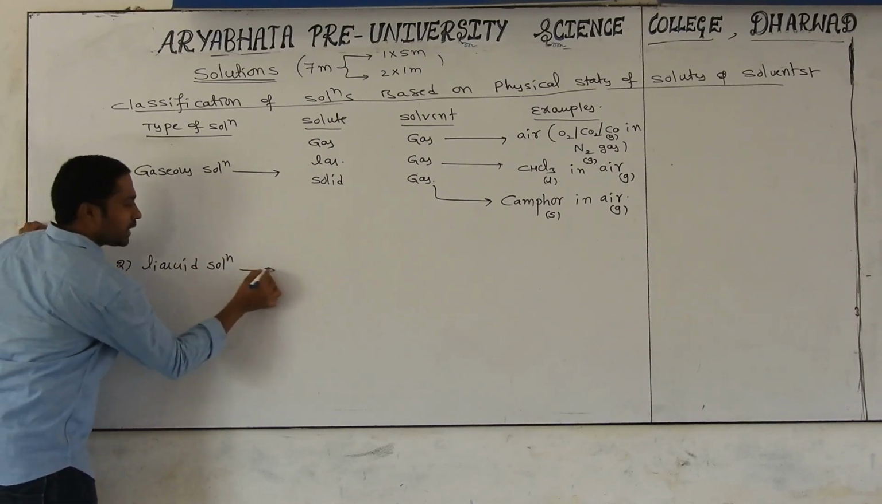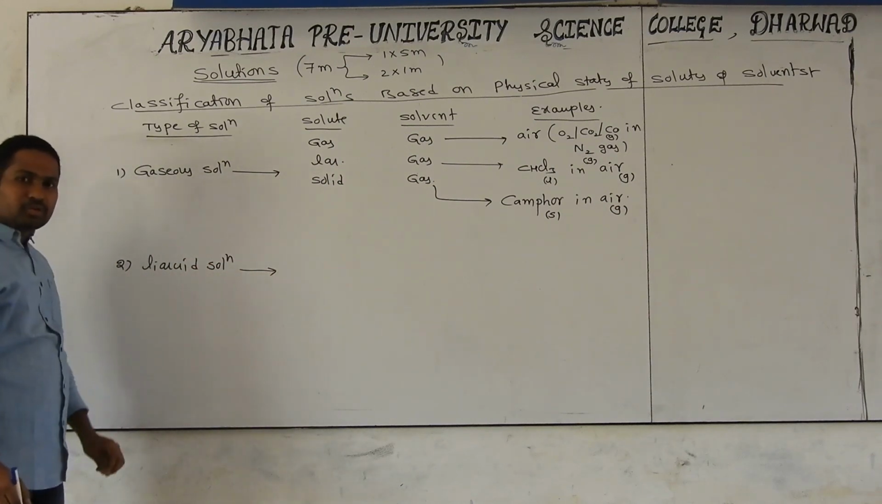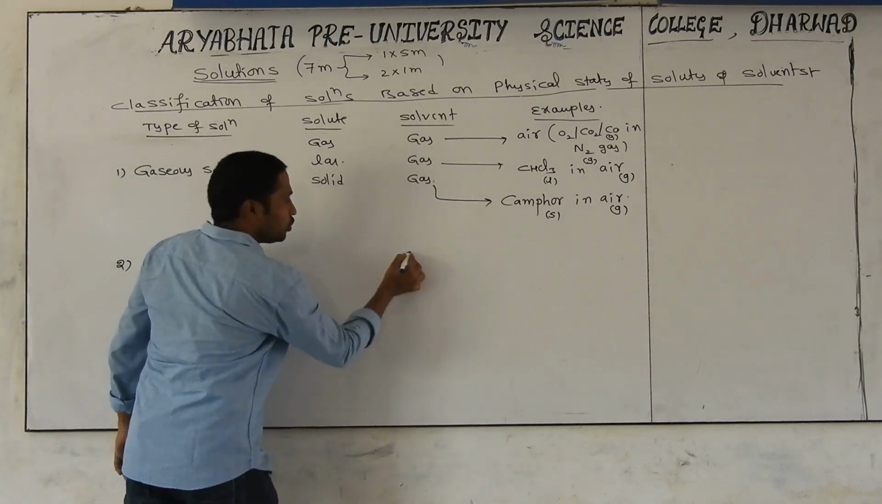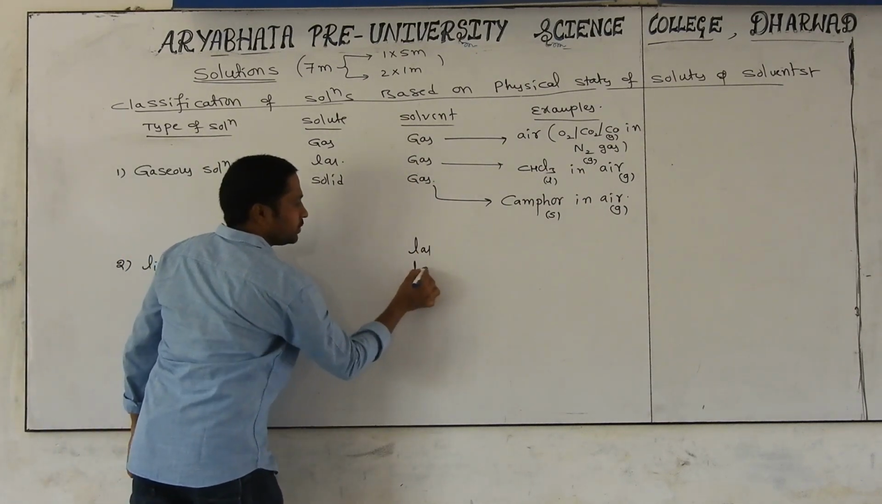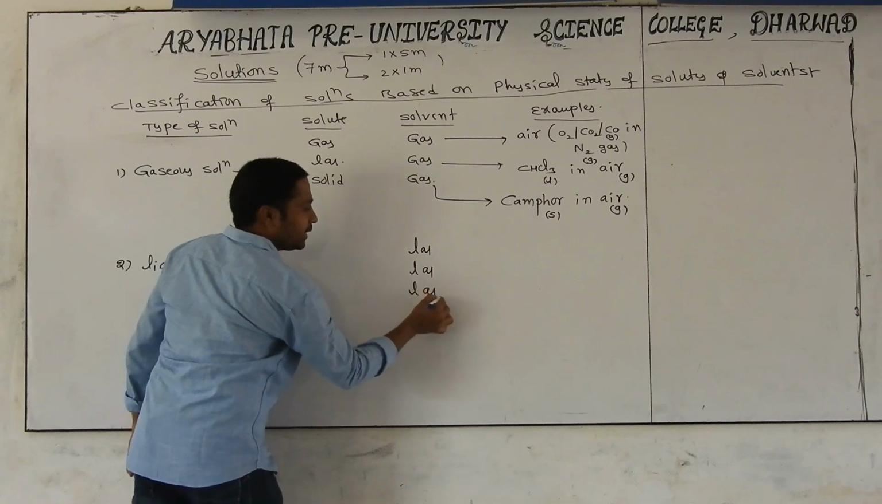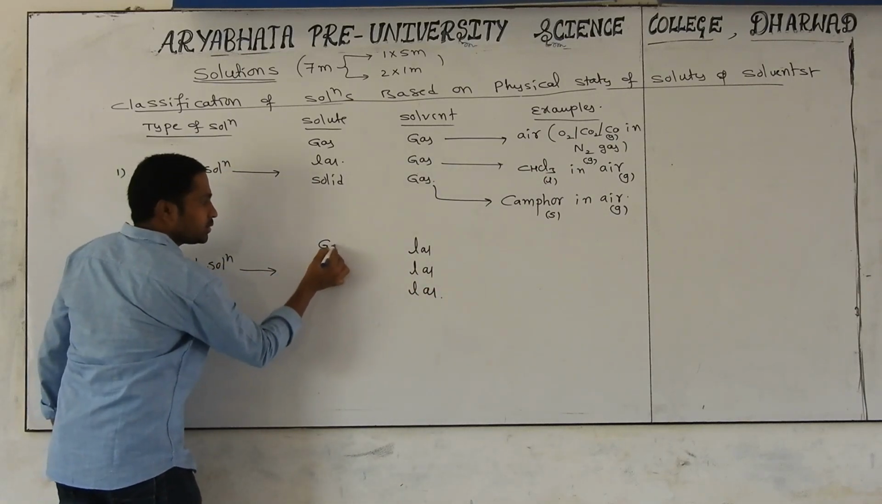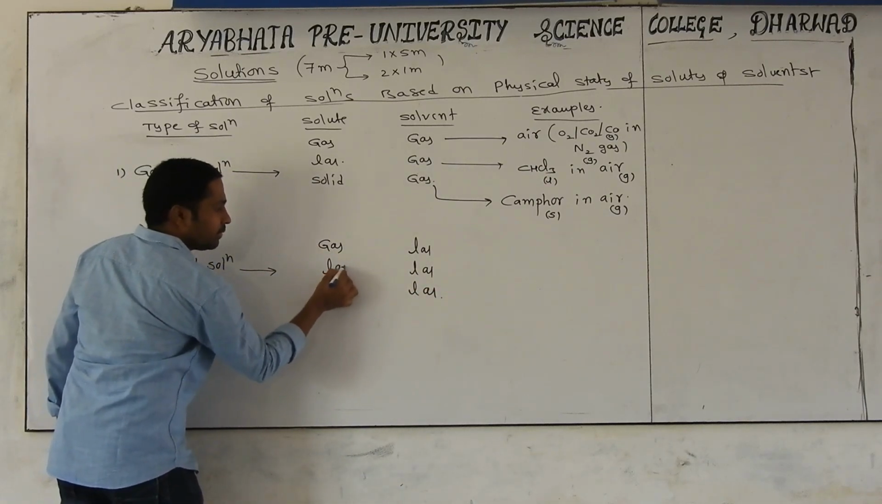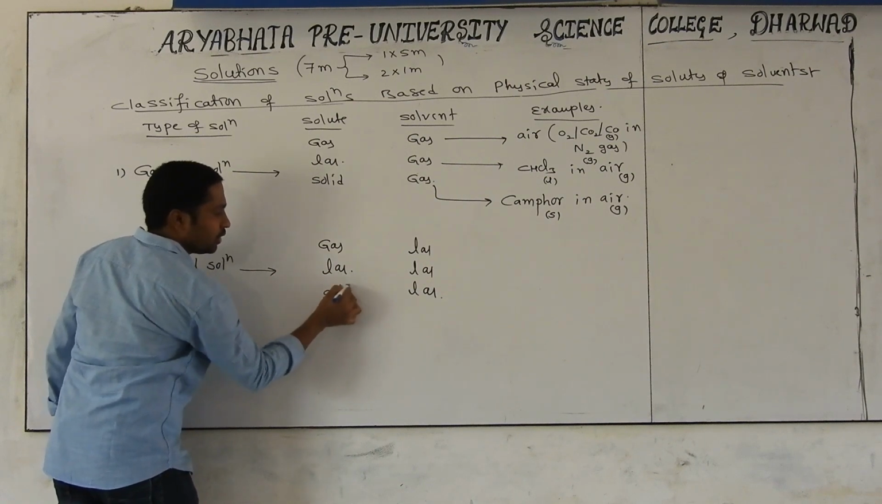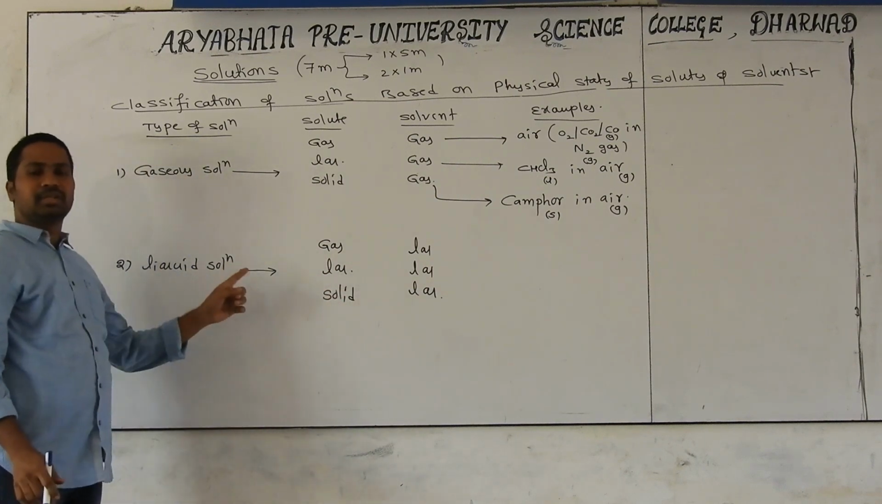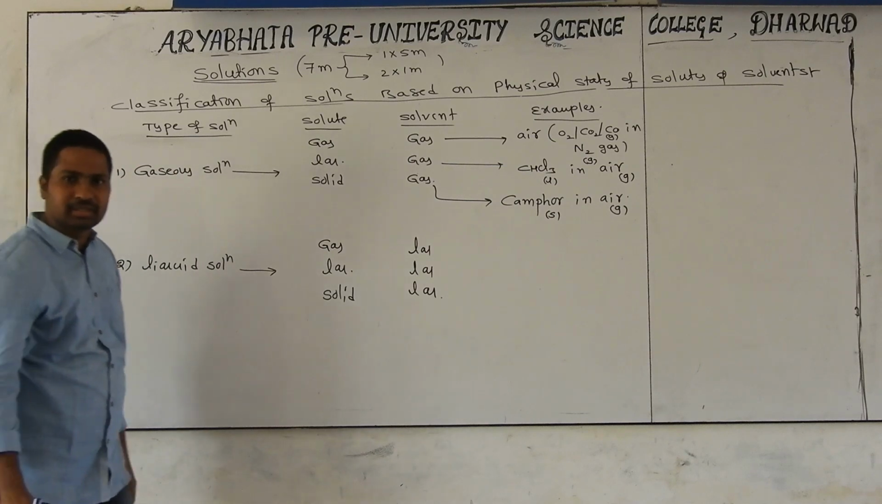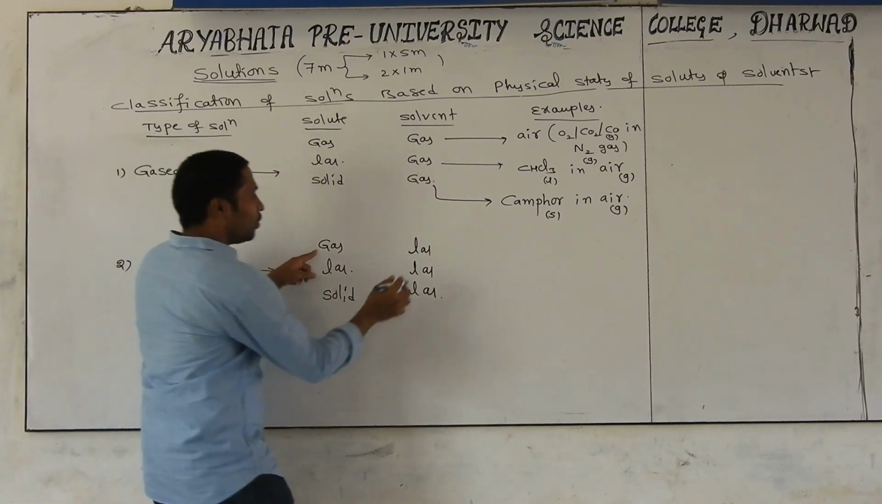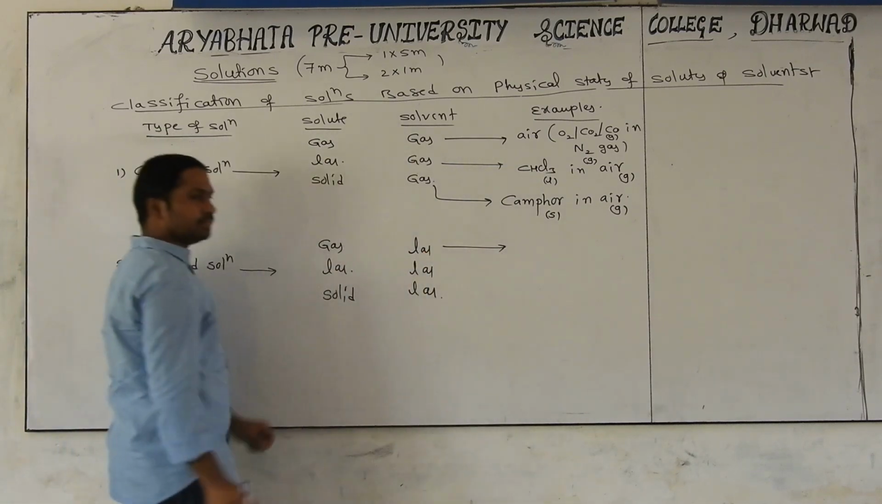Yes, we have to get one clarity here. When we are getting liquid solutions, the solvent should be liquid. The solvent should be liquid. The solute may be gas particles or liquid particles or solid particles. Why? Because the physical state of the solution is influenced only by the physical state of the solvent. Now, can you give one example for this?